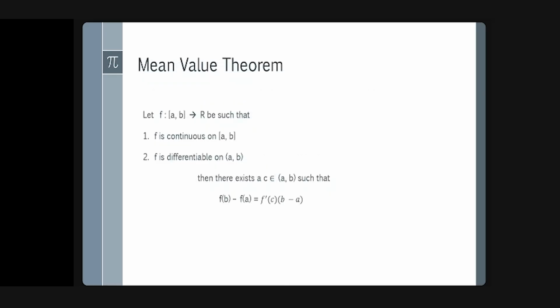Essentially, that means we can find a point such that the slope at that point is the same as the slope of the line joining the points (a, f(a)) and (b, f(b)). That's exactly what the mean value theorem means.